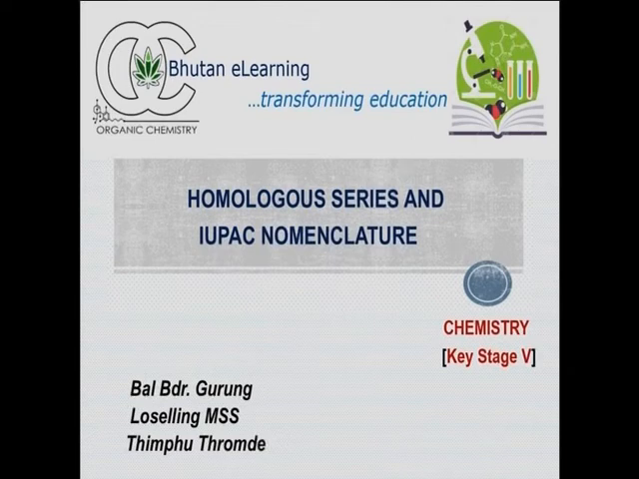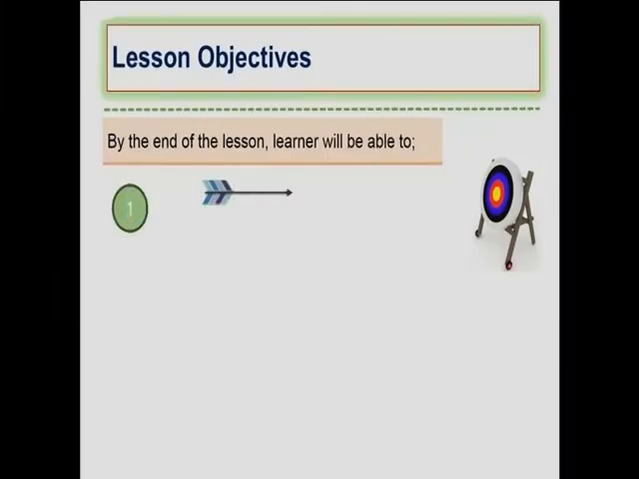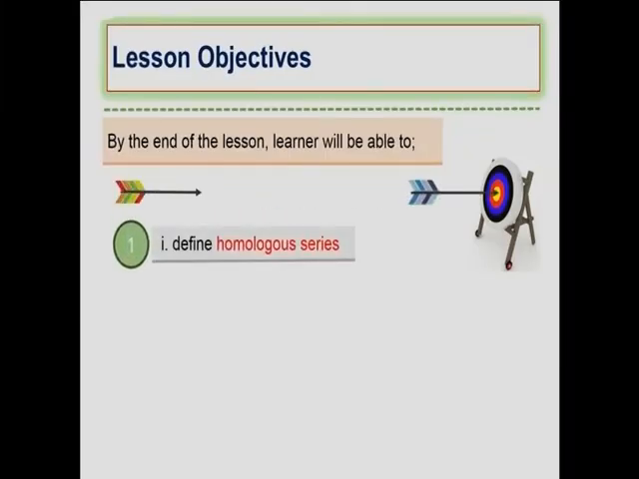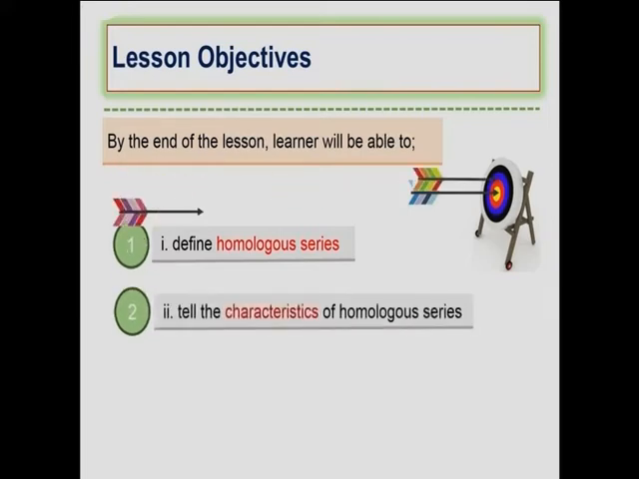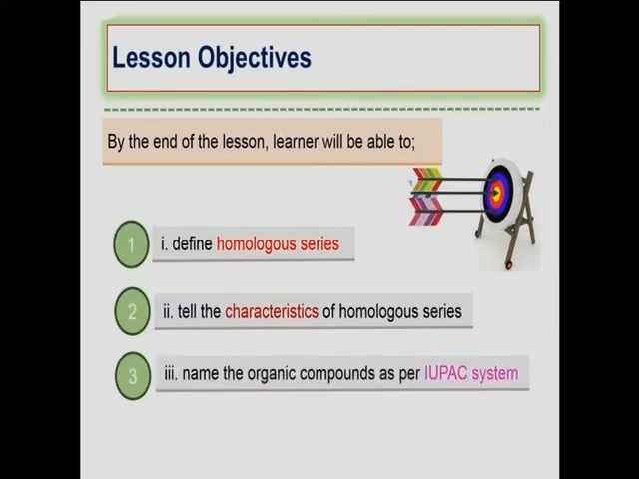Today I have a lesson for Key Stage 5, particularly for class 11 and 12. The topic that we are going to discuss is homologous series and IUPAC nomenclature. Before that, let's look at the objective of the lesson. Once you go through this lesson, you should be able to define what is homologous series, tell the characteristics of homologous series, and finally name the organic compound based on the homologous series.